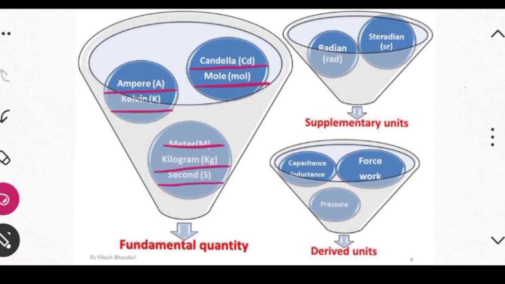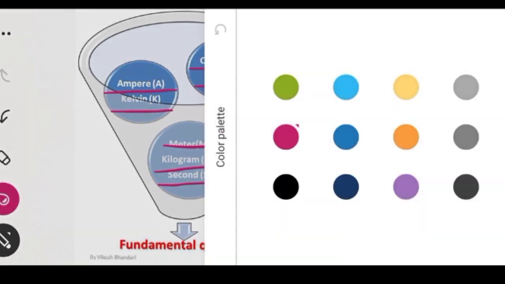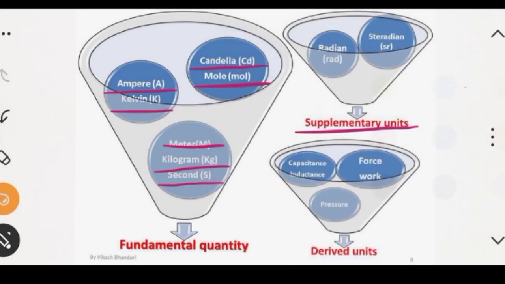Okay, next, coming towards the supplementary quantities. Supplementary quantities are the quantities which are commonly used to represent angles. To represent angles we use the supplementary units. The first one is the radian, which is used to measure a 2D angle.